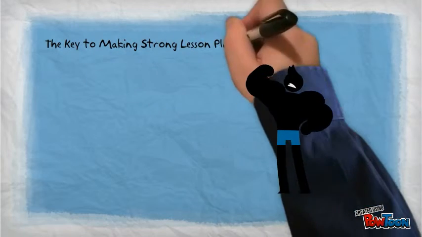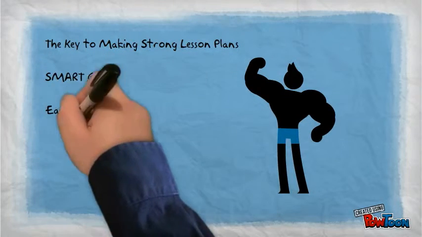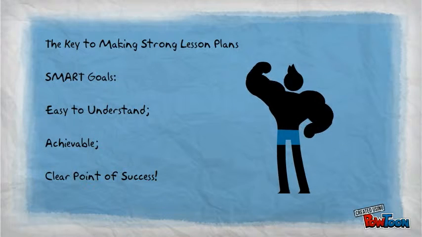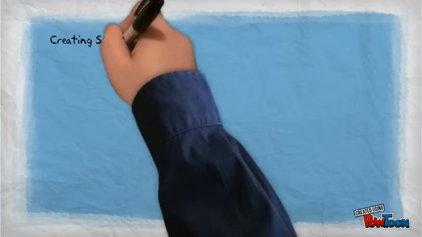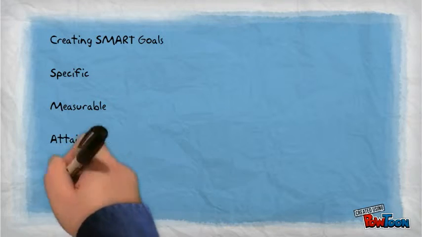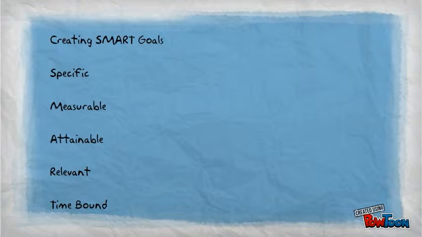The key to making strong lesson plans, for me, is by creating SMART goals that are easy to understand, achievable, and have a clear point of success. Creating SMART goals need to be specific, measurable, attainable, relevant, and need to be time-bound.